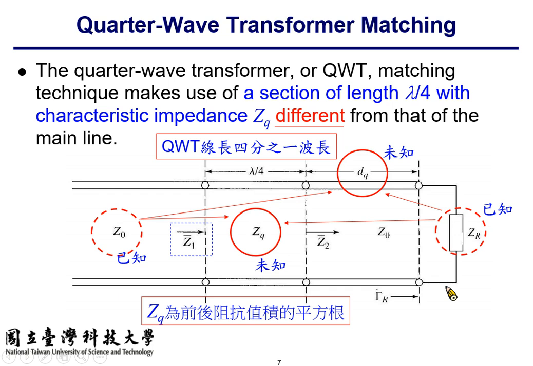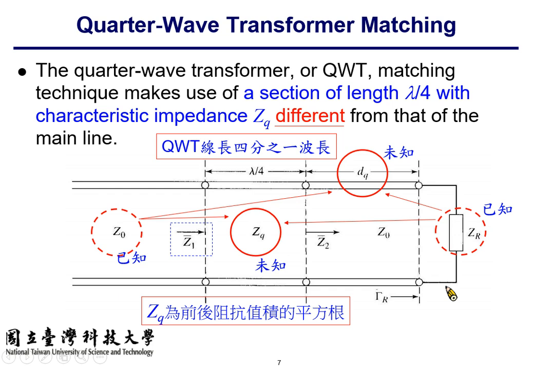Not play with. There are a few parameters involved in this circuit. The load termination, which is usually known. The length of the second section, which is known as quarter wavelength. The length of the first section is unknown, so we use dq here. The second unknown is the characteristic impedance of the transformer. The rest are known, but these two parameters are unknown.